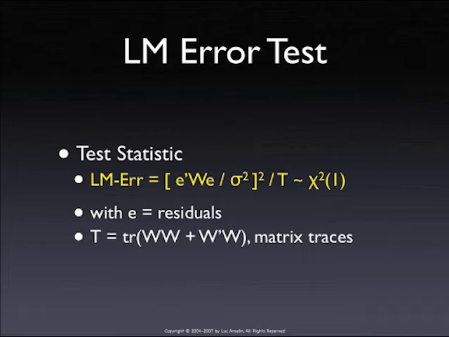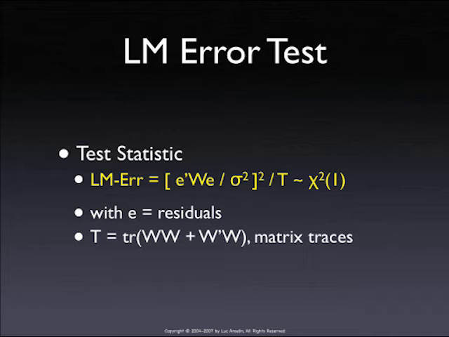So this is what GeoDa does. It's very fast, and this also allows you to do this for very, very large data sets because there's no actual matrix multiplication involved. And that makes it more attractive than a Moran's I for very large data sets.